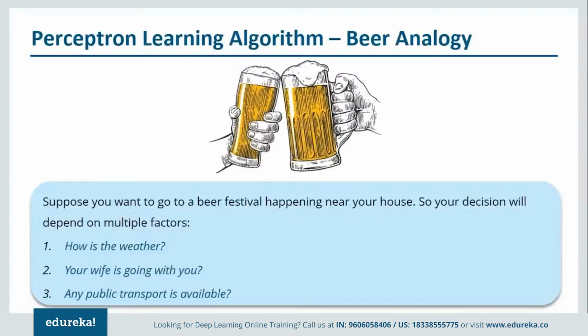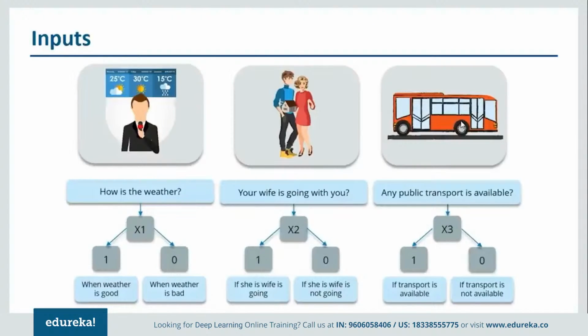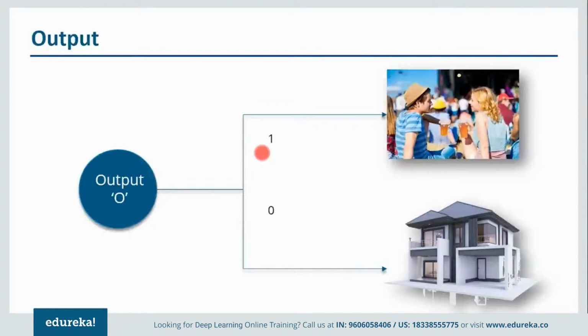Fine, guys, jokes apart, we'll move forward and see what the various inputs are that I'm talking about. The first input is how's the weather. We'll consider it as x1. When weather is good, it'll be 1, and when it is bad, it'll be 0. Similarly, whether your wife is going with you or not will be your x2. If she is going, then it's 1. If she's not going, then it's 0. Similarly, for public transport, if it is available, then it is 1, else it is 0. So these are the three inputs that I'm talking about. Let's see the output. Output will be 1 when you're going to the beer festival, and output will be 0 when you want to relax at home. You want to have beer at home only. You don't want to go outside. So these are the two outputs, whether you're going or you're not going.